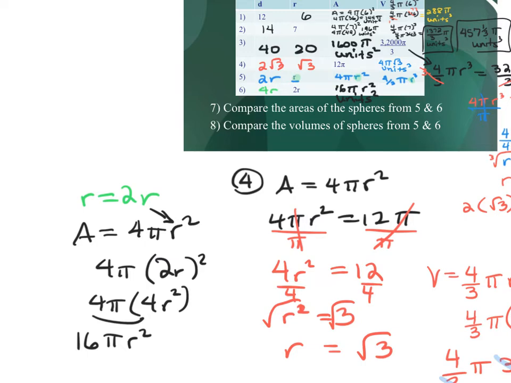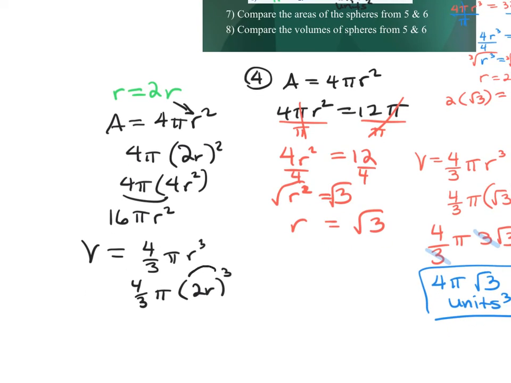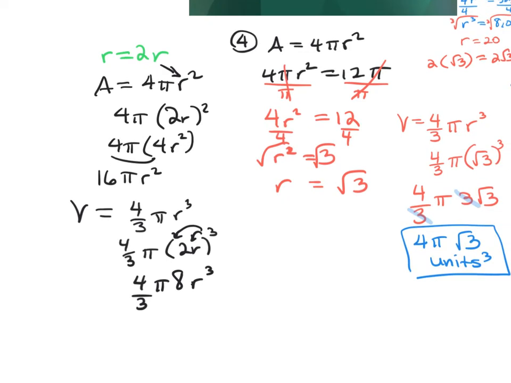Next, I'll do the volume. Volume again, 4/3 pi r cubed, 4/3 pi, and then I'm going to take 2r and cube it. Remember, you're cubing the 2 and the r, so 2 to the 3rd power is 8. Radius cubed, 4/3. Let me rewrite that. Now, I can't simplify 8 and 3, so I'm just going to multiply. 4 times 8 is 32 pi r cubed over 3.